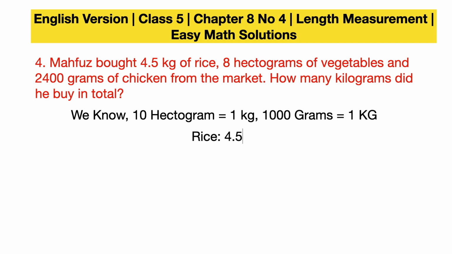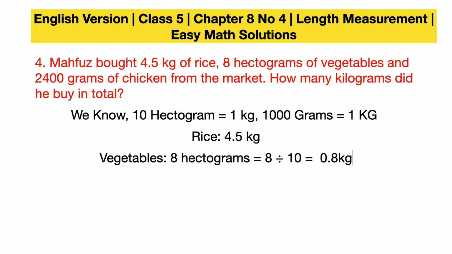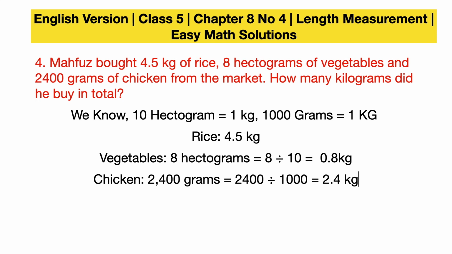Then we need to convert: rice 4.5 kg is already in kg, and 8 hectogram of vegetable means 8 divided by 10 equals 0.8 kg, and 2400 grams of chicken means if we divide it by 1000, that is 2.4 kg. Then he bought a total of 4.5 plus 0.8 plus 2.4 equals 7.7 kg.